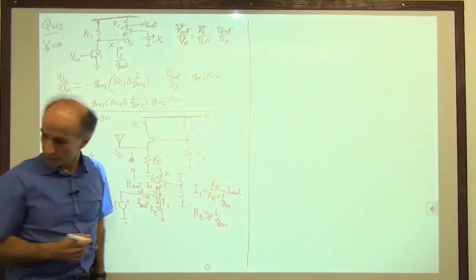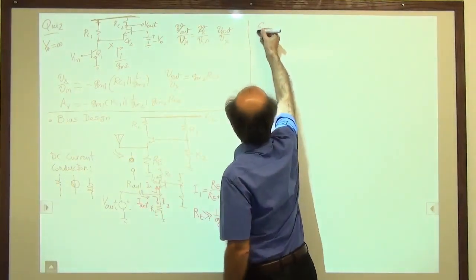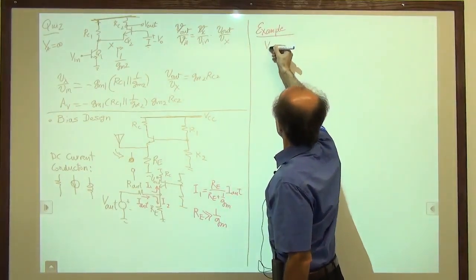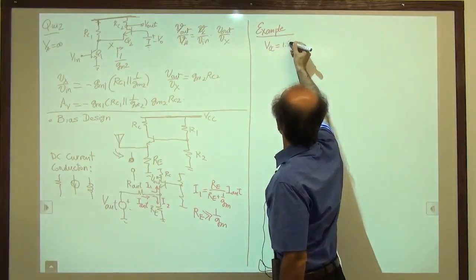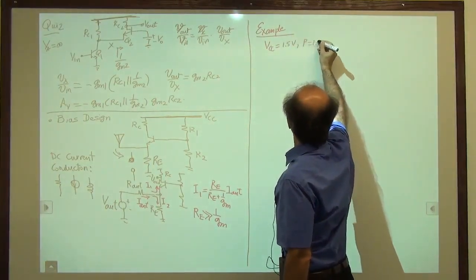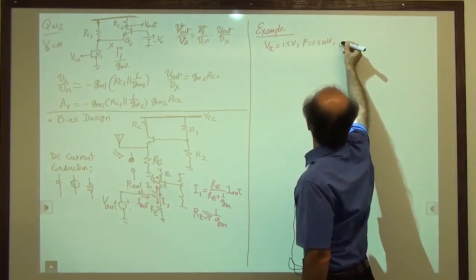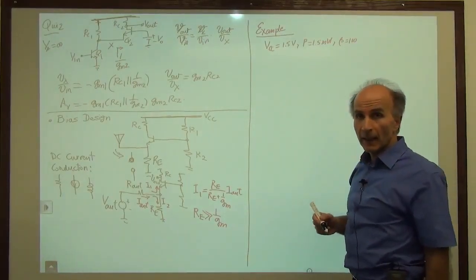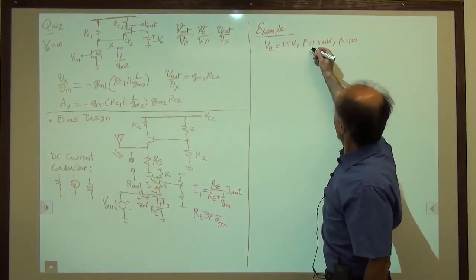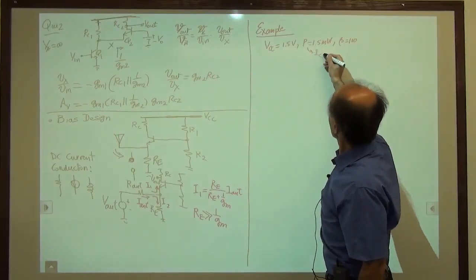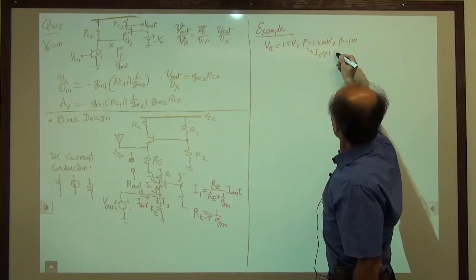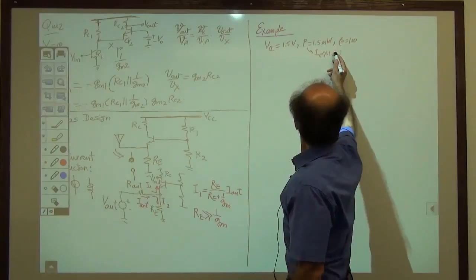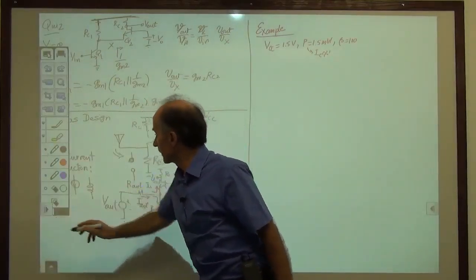Okay, so let me go over an example to hammer these in. So like before, we assume our VCC is 1.5 volts, the power budget is 1.5 milliwatts, beta is 100, and so on. And we know that from the power budget, we get a collector current of approximately 1 milliamp.